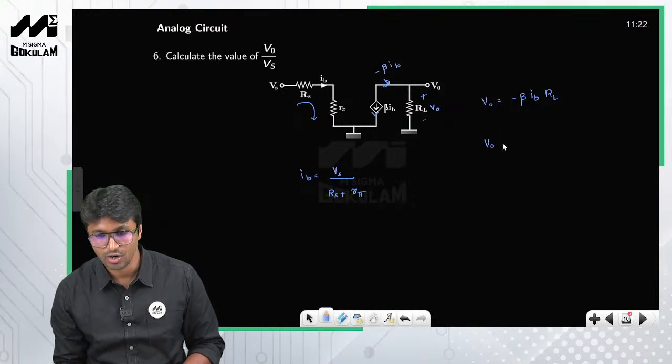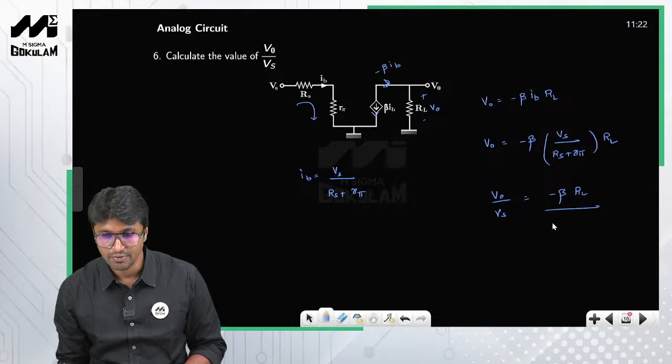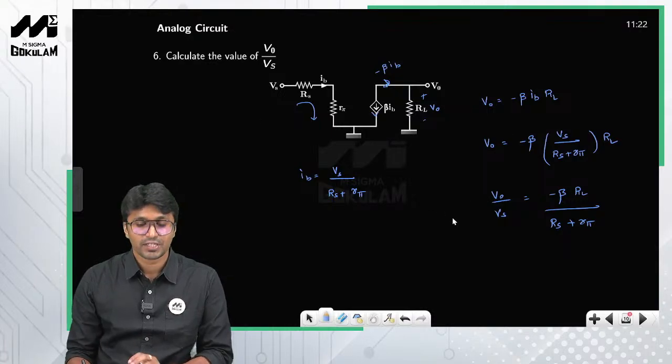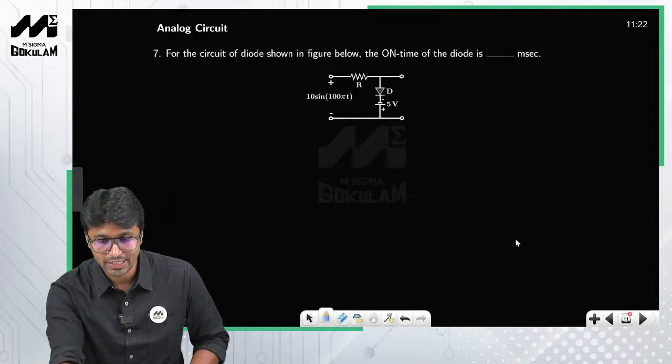So therefore V0 is equal to minus beta into IB, which is nothing but Vs by Rs plus R pi, into RL, right? So get the ratio V0 by Vs. So this is nothing but minus beta RL divided by Rs plus r pi, right? So choose the correct option from the set of options, right? So this is how you solve this particular problem. Okay, now let us move on to the next question.